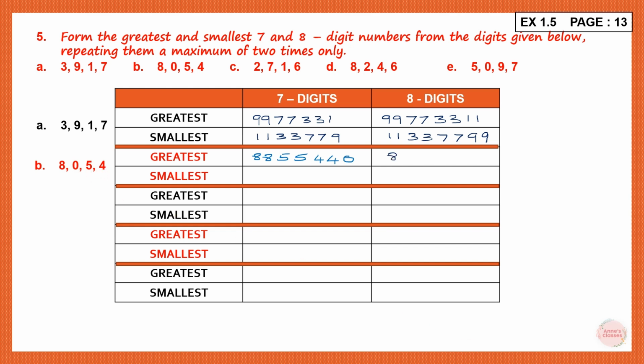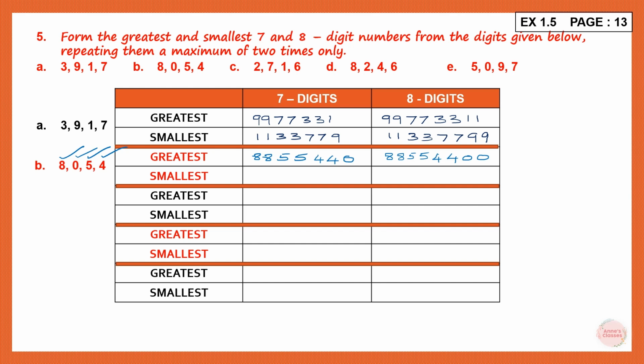Remember to repeat each one because we need to get 8 digits. So let's have 8 twice. So we finished with 8. Then let's take 5. So 5 and 5. Now let's take 4. So we have 4 and 4. Now we have to take 0 also twice. Only then we will get 8 digits. Let's count and see. 1, 2, 3, 4, 5, 6, 7, 8.